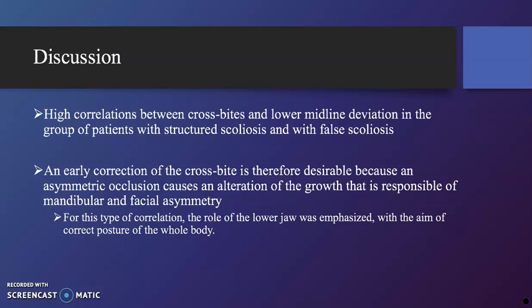It is therefore evident that there is a correlation between scoliosis and malocclusions on the transversal plane, but not on the sagittal plane, and the presence of these types of malocclusions impose a postural evaluation of a patient by an orthodontist. An early correction of the crossbite is therefore desirable because an asymmetric occlusion causes the alteration of the growth that is responsible for the mandibular and facial asymmetry. For this type of correlation, the role of the lower jaw is emphasized with the aim of correct posture of the whole body.